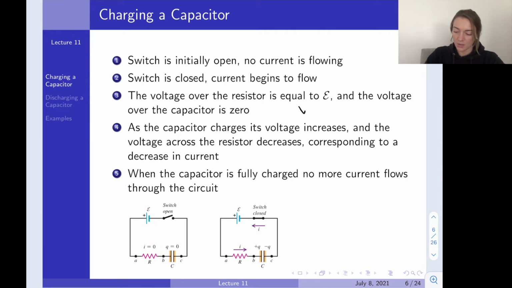We just use V equals IR. So the potential drop over the resistor is just equal to the EMF of the battery, and the potential difference over the capacitor is 0 since it has no charge on it. Then, as the capacitor charges, more and more charge builds up on the capacitor. The voltage on the capacitor increases, and the voltage drop over the resistor decreases down to 0 eventually. That means the current through the circuit is decreasing. And when the capacitor is fully charged, the potential over the capacitor is equal to the EMF, the potential difference over the resistor is equal to 0, and no current is flowing anymore.